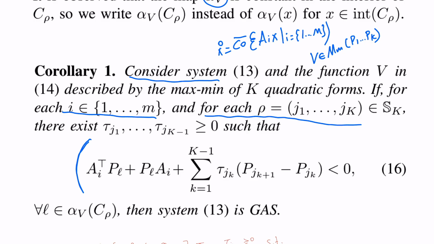Okay. Let's try to understand that. First of all, what does it say? It says for each i and for each rho. Again, we know what i is. i takes values from 1 to m. For each subsystem, and then for any given permutation, it basically corresponds to a subregion, or subset, of the state space.